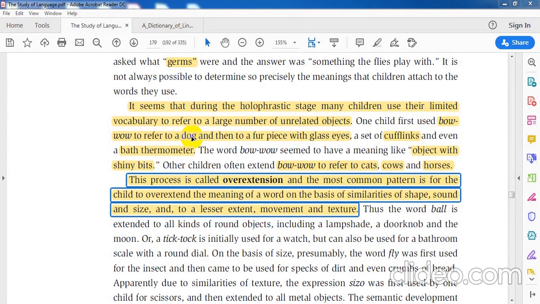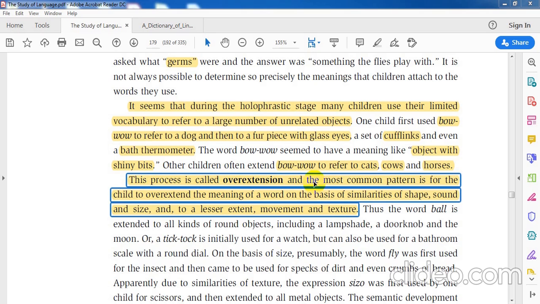To refer to a dog, maybe to refer to a fur piece, glass eyes, cufflinks, and even bath thermometers. So bow wow is used here to mean different things for that child, which suggests that any object with shiny bits is interpreted in the lexicon of that child as bow wow. Now, this is very important to know about what is meant by overextension.